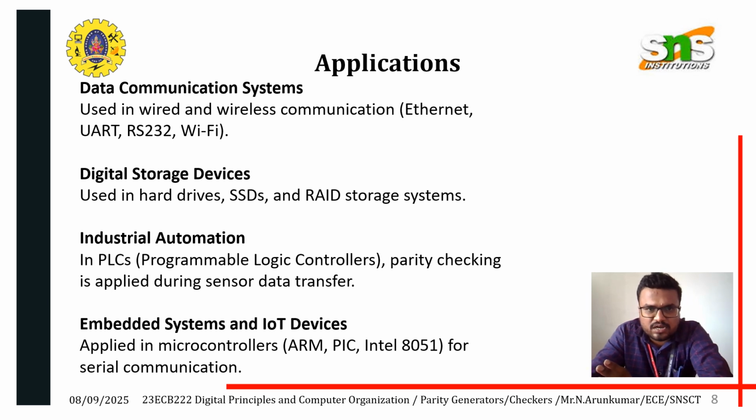Applications. There are a lot of applications in data communication systems: Ethernet, UART, RS-232, which we are using regularly for real time, and digital storage devices like hard disk, SSD, RAID storage systems. For example, if the processor has any errors, we need to check this data in hard drives. Industrial applications: PLC, programmable logic controllers, use parity checkers and generators. In embedded systems and IoT devices, it is commonly used for microcontrollers like ARM processors and PIC microcontrollers.